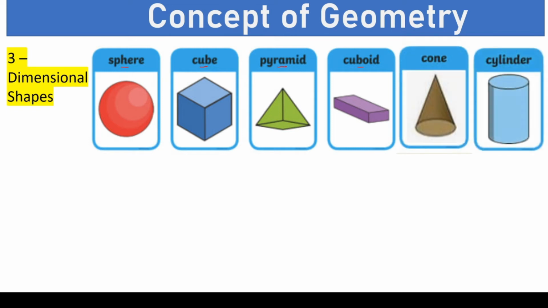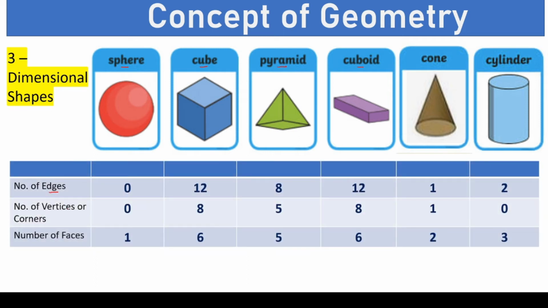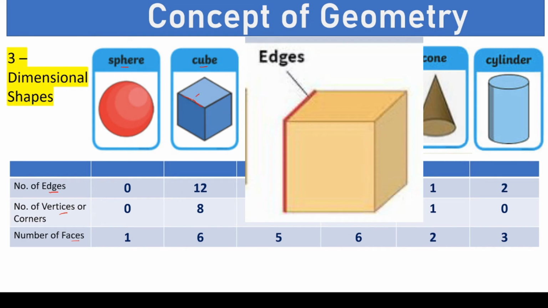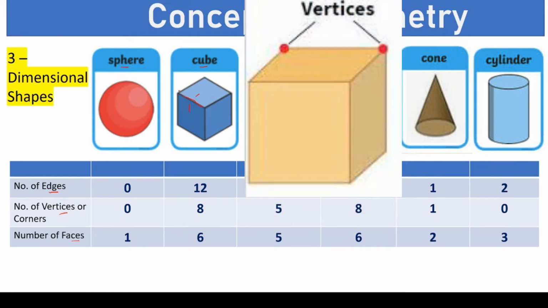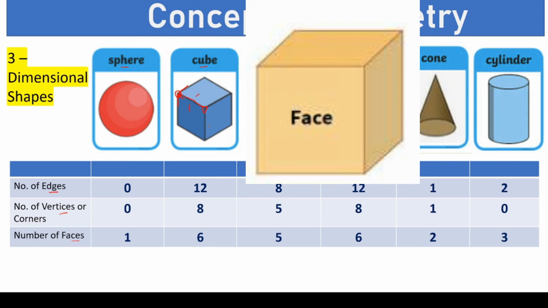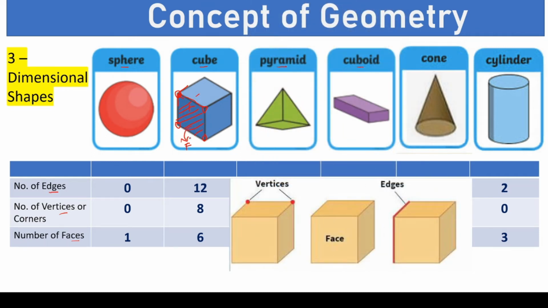Now, when we study these figures, we have to take note of the edges, the vertices or corners, and the faces. Now, an edge is a side which joins two faces, while a vertex is actually the point where two or more sides meet. And between these vertices is a plane figure which is nothing but a face. So these are the three features that we are going to study these figures on.